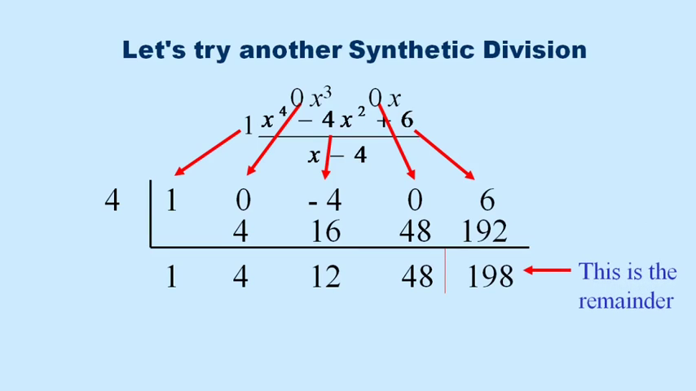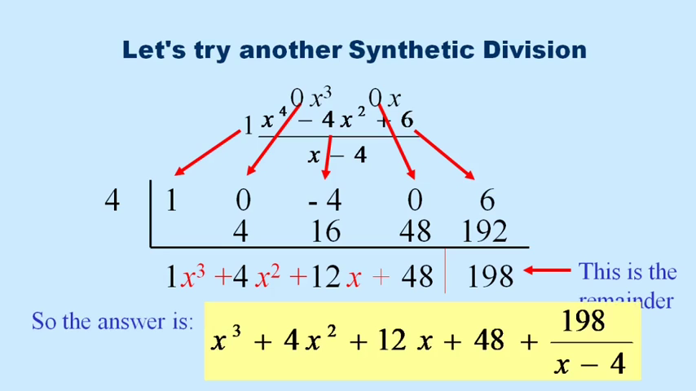Now as quotient we have four coefficients, 1, 4, 12, 48. So we will consider highest degree as 3. Again we will place x cube, x square and x on their places. So this is our final answer.